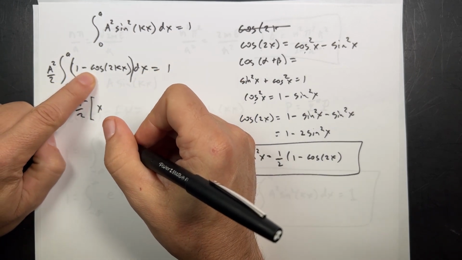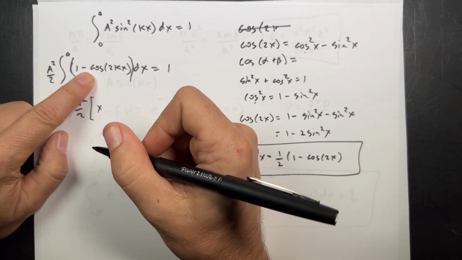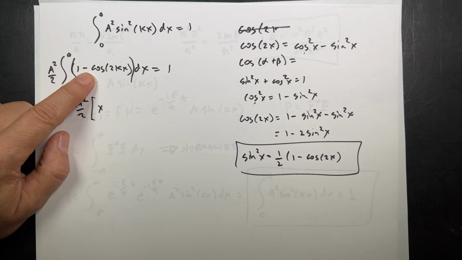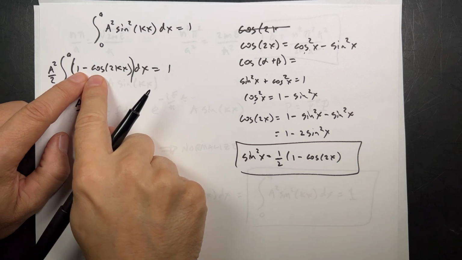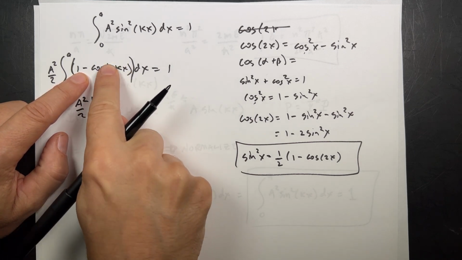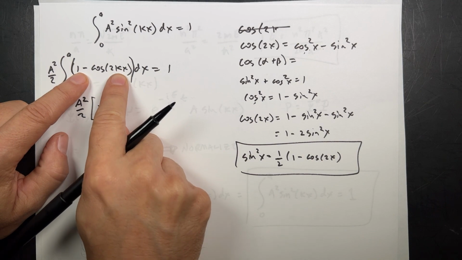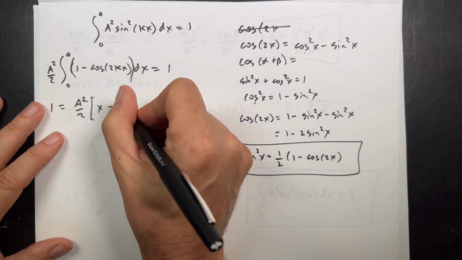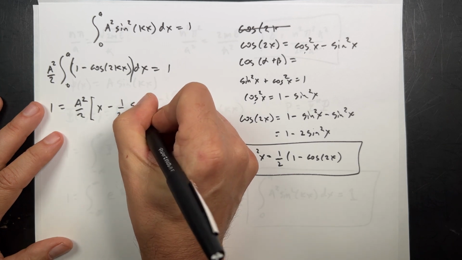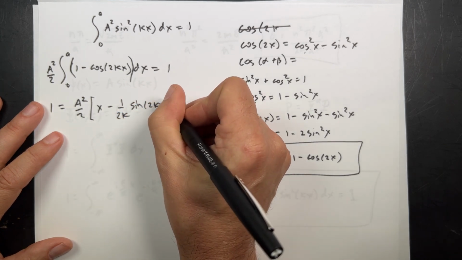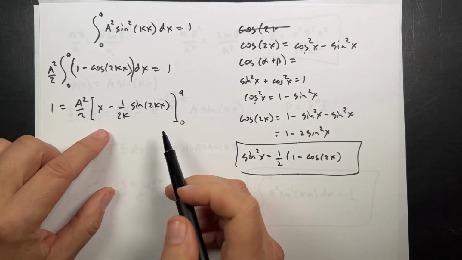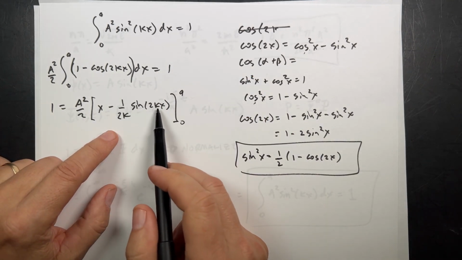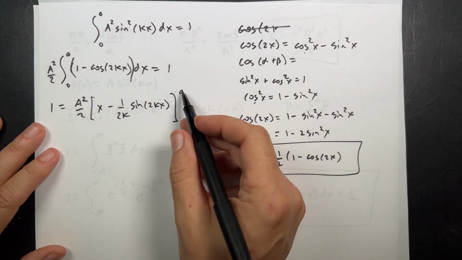The integral of cosine, if I take the derivative of sine, I get, I'm blanking out here. The integral of cosine is sine, right? But then I had this 2k thing in here, so I have to divide by 2k. So I get minus 1 over 2k sine of 2kx from 0 to a. And let's just double check. If I took the derivative of this, I'd get cosine, and then I'd multiply by the 2. Yeah, okay, that works.